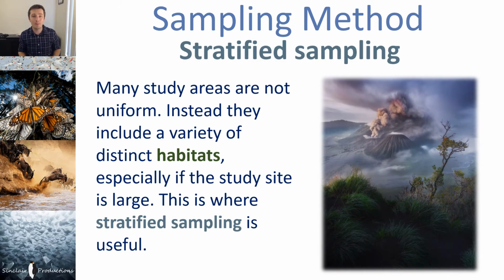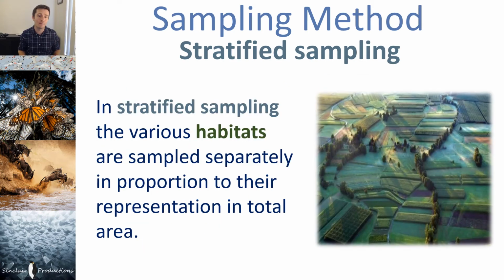So stratified sampling, and this is where we really go to in this particular section here: many study areas are not uniform. Instead, they include a variety of distinct habitats, especially if the study site is large. And this is where stratified sampling is useful, if you have a variety of different habitats within a particular area and you're wanting to study them. So we'll see how this is a bit different to random and systematic. In stratified sampling, the various habitats are sampled separately in proportion to their representation in total area.